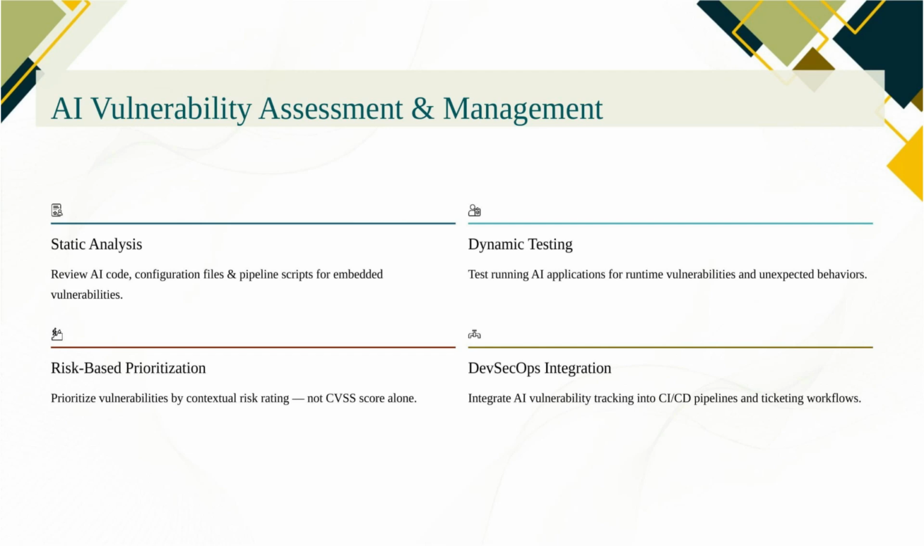And the operational home for AI vulnerability tracking should be your DevSecOps pipeline, integrated into your ticketing system so vulnerabilities are tracked to closure, not just logged and forgotten.